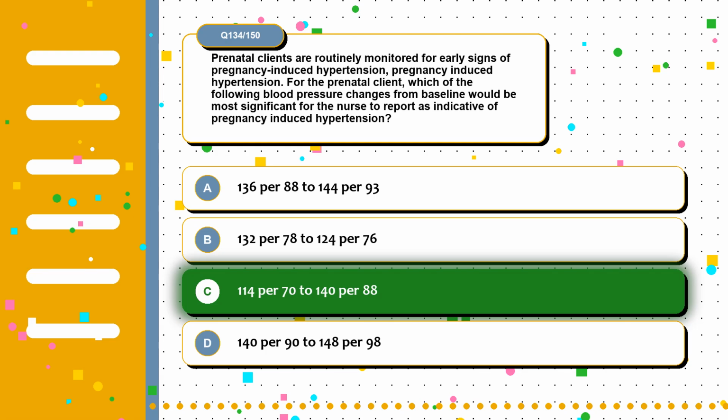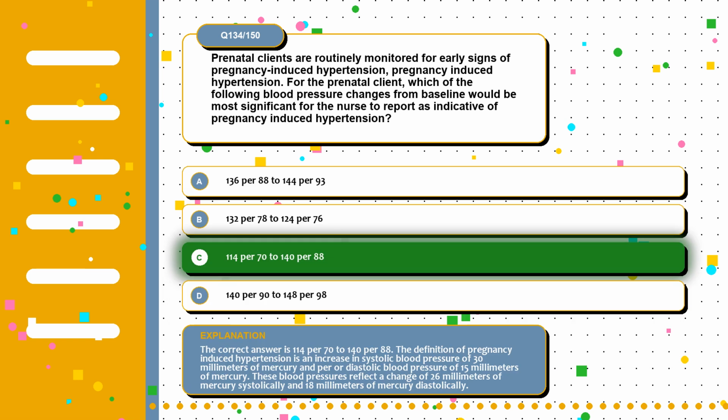The correct answer is option C, 114 over 70 to 140 over 88. The definition of pregnancy-induced hypertension is an increase in systolic blood pressure of 30 millimeters of mercury and/or diastolic blood pressure of 15 millimeters of mercury. These blood pressures reflect a change of 26 millimeters of mercury systolically and 18 millimeters of mercury diastolically.